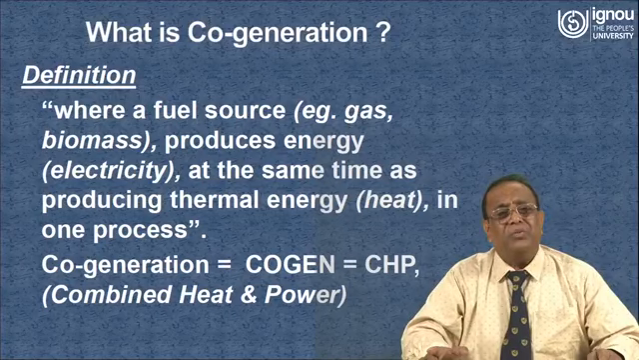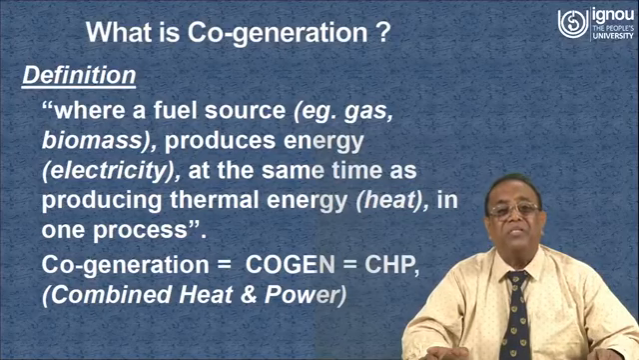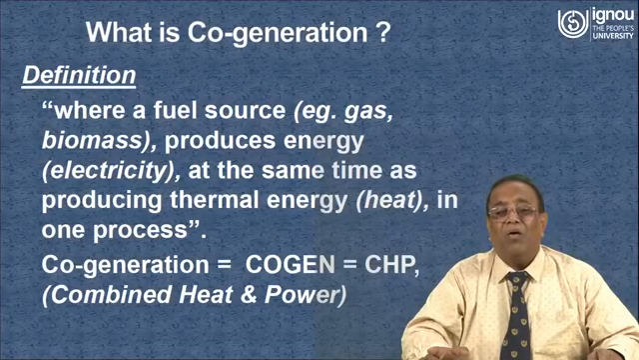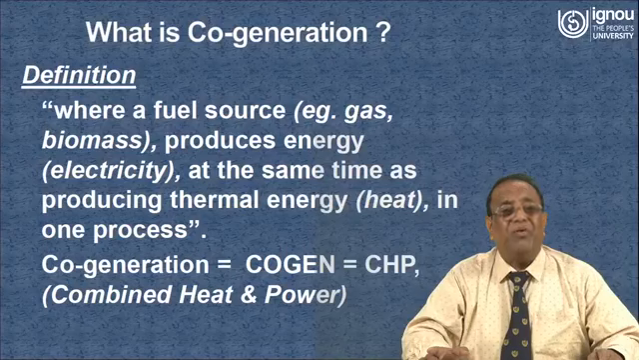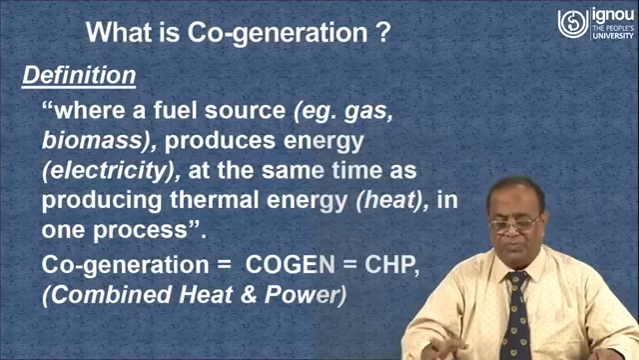Where a fuel source produces energy at the same time as producing thermal energy in one process, it is known as cogeneration process. So cogen means combined heat and power. In this process, the source of energy will be one, but the output will be combined heat and power. Power means the production of electricity and heat means thermal energy.